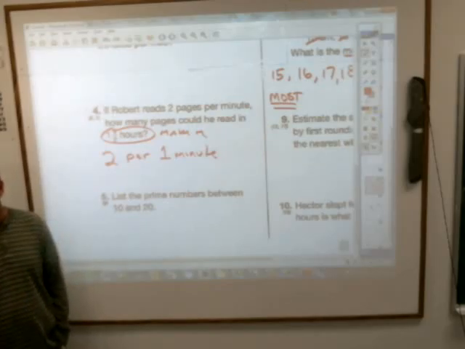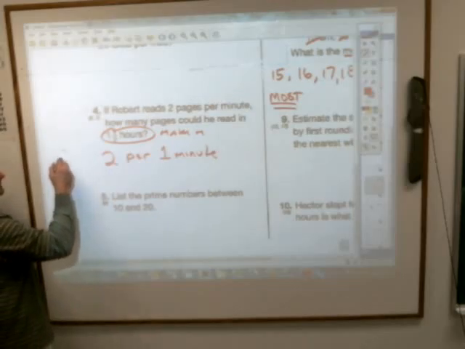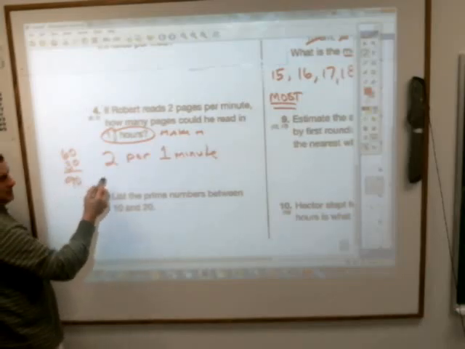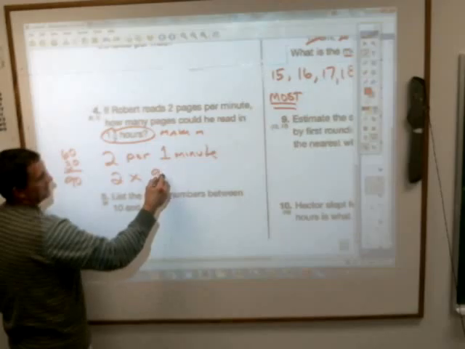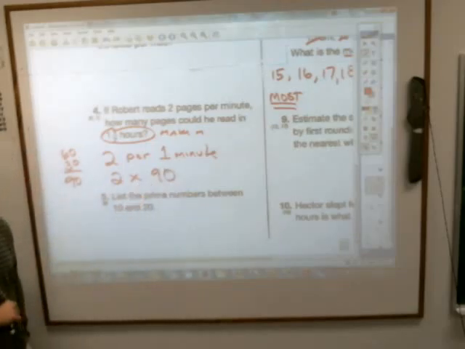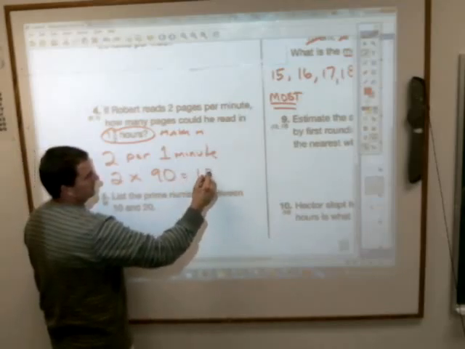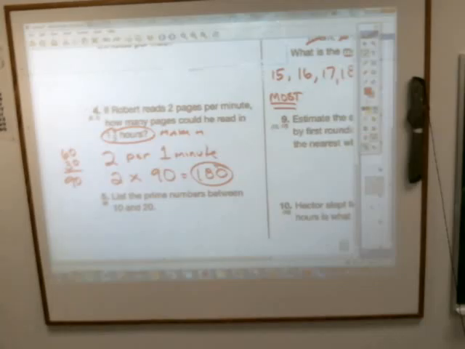You already know what it is. 1 hour is 60 minutes, a half an hour is 30 minutes, so 1.5 hours is 90 minutes. So it's 2 pages for every minute. If you have 90 minutes, it's going to be 2 times 90, 180 pages.